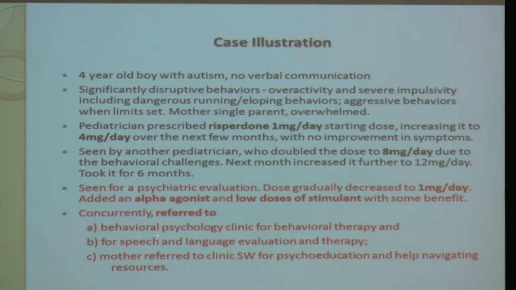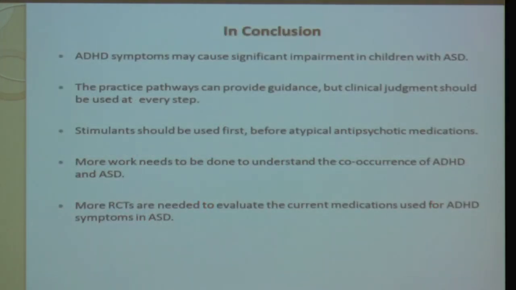Concurrently, the child was also referred to a behavioral psychology clinic for behavioral interventions and speech and language evaluation and therapy. And mom was referred for a social work evaluation because she was dealing with a lot of stress. So that's the presentation. These symptoms may cause significant impairment in children with autism. And these pathways can provide guidance, but every clinical situation is different. So these are general guidelines. Stimulants should be used first before atypical antipsychotic medications. If I had seen this child, I would have thought about behavioral interventions first before thinking about medications, or I wouldn't have prescribed risperidone to begin with.